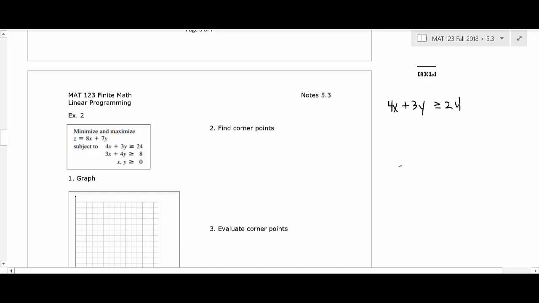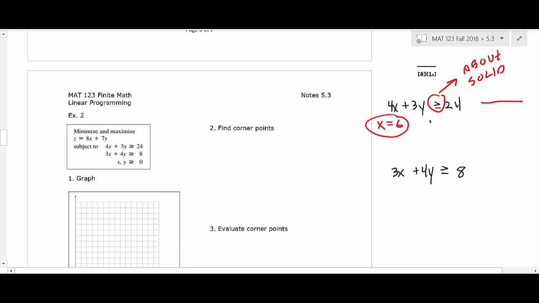Okay, so I've got 4x plus 3y greater than or equal to 24, and 3x plus 4y greater than or equal to 8. Let's just do our intercepts. On the first equation, it's a greater than problem, so you're going to end up above the line, and the line will be solid when you do your graph. The intercepts: the x-intercept on this would be 6, and the y-intercept would be 8.